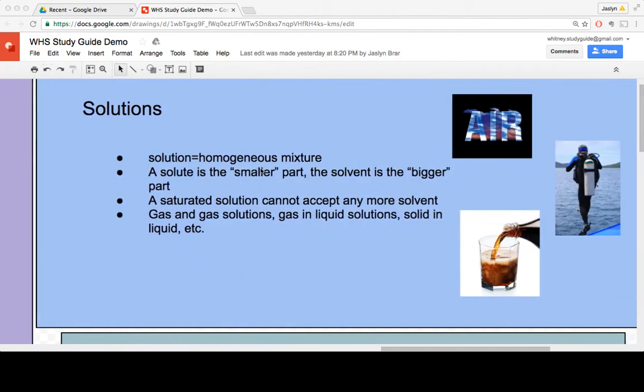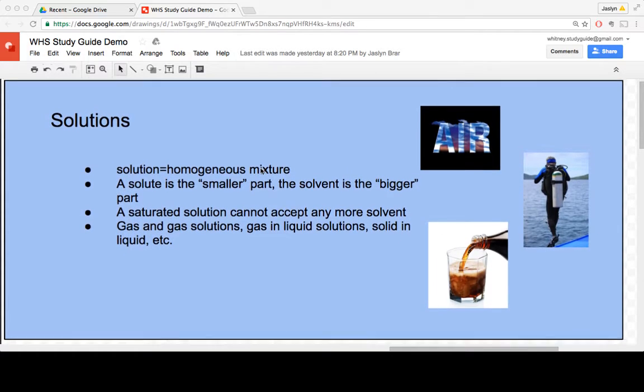So now we're going to go to solutions. And a lot of this was also covered in Science 8, like I previously stated. But a solution is basically a homogeneous mixture. And as you saw in the reading, there's a small section in the chemistry textbook, and I really recommend reading that if you don't know about homogeneous mixtures.